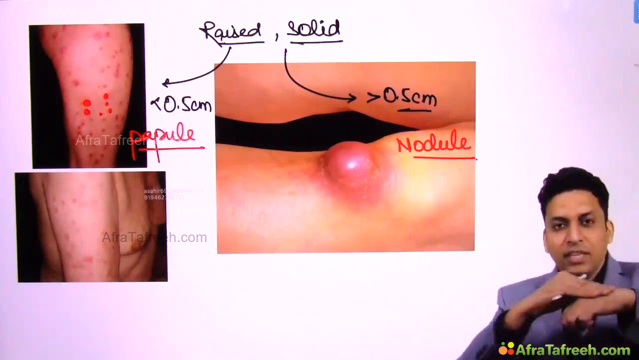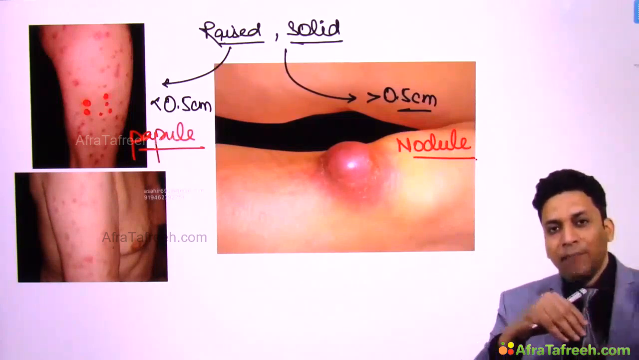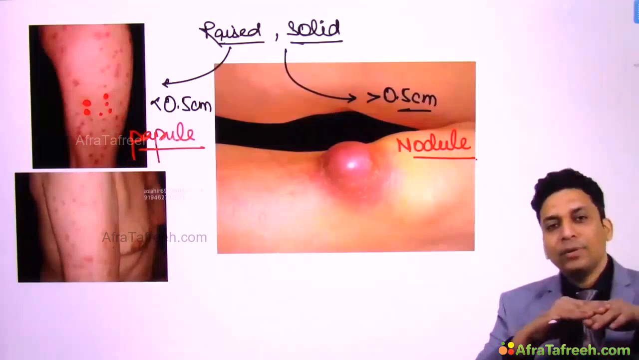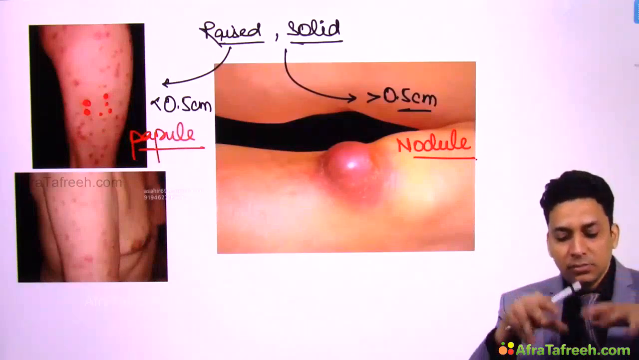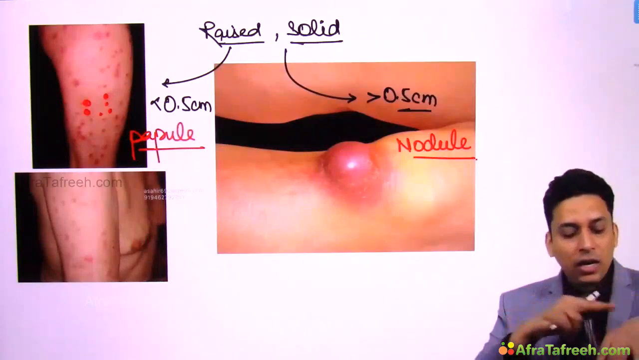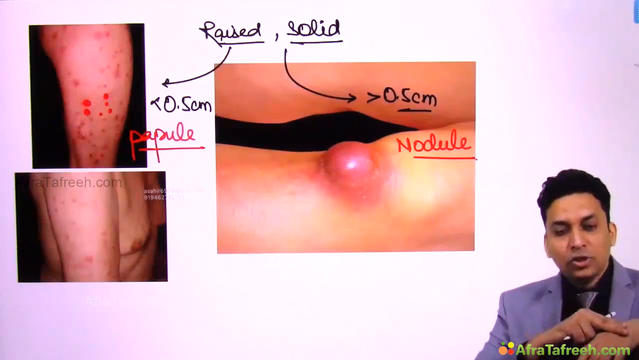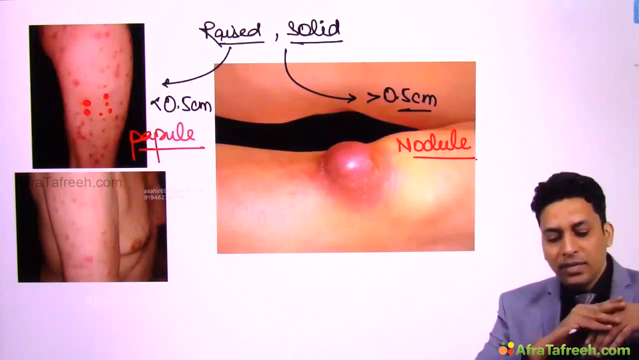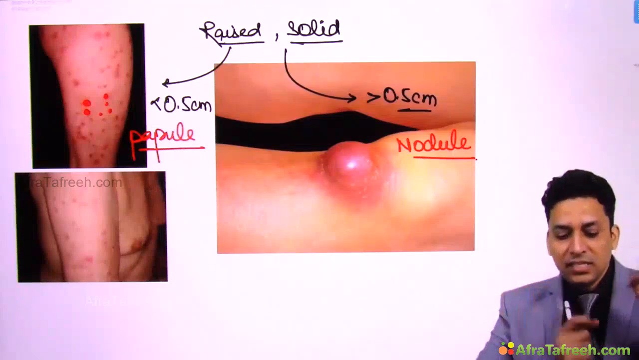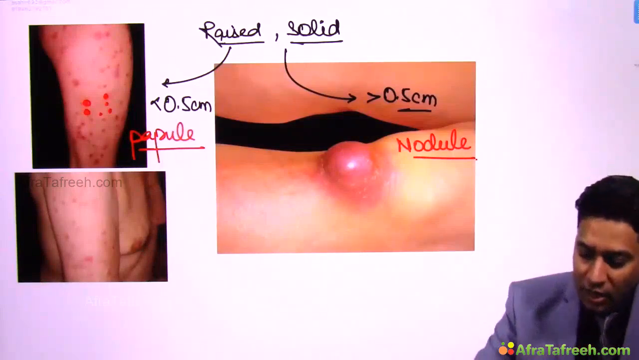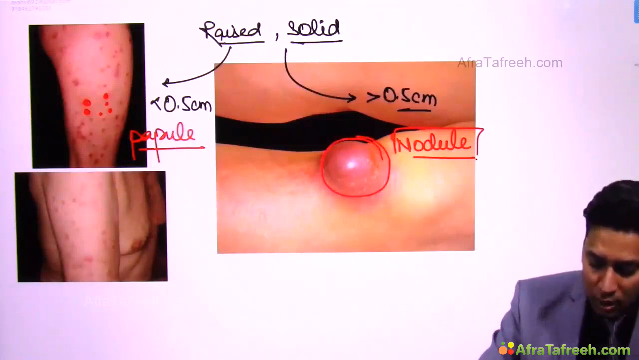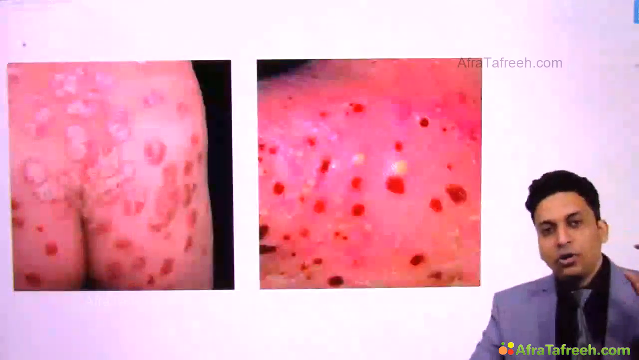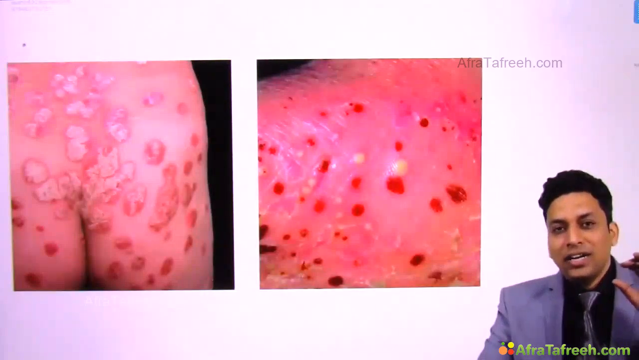If you palpate them, you can feel them. In macule and patch there is no role of palpation because there is only color change, there is no texture change. They are not raised or depressed lesions, but here they are raised and solid. You can easily palpate them and just measure the size. If the size is small, we call it papule, and if they are large, we call them nodule. Like this is a large one, more than 0.5 centimeter, it is a nodule, while these small raised lesions are papules.